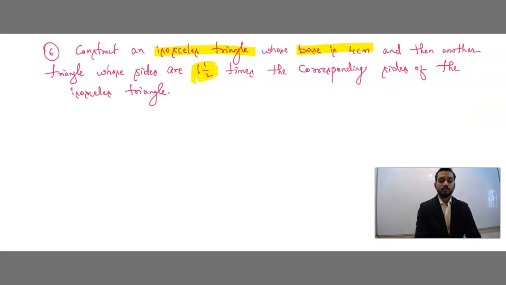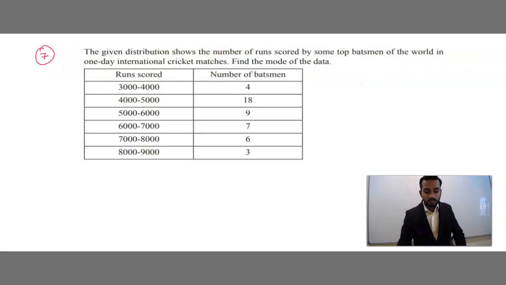Now let's solve question number 7. We can see the next question, number 7. The given distribution shows the number of runs scored by some top batsmen of the world in one-day international cricket matches. Find the mode of the data. What is it asking? Forget about the sentences in case you are not understanding. Just see the main concept. What is it asking? Mode. That's it. We have to find the mode.